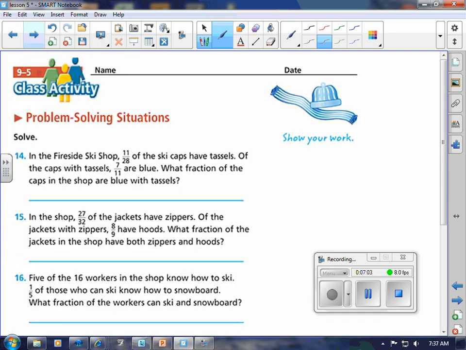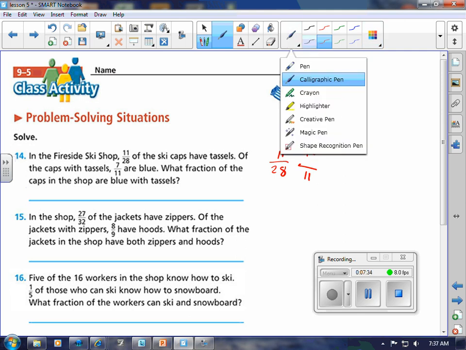All right, let's try some real-world story problems with this kind of thing in it. In the Fireside Ski Shop, 11 out of 28 of the ski caps have tassels. Of the caps with tassels, 7/11ths are blue. What fraction of the caps are blue with tassels? So we're going to multiply. So showing my work, I'm going to have 11 over 28 times 7 over 11.